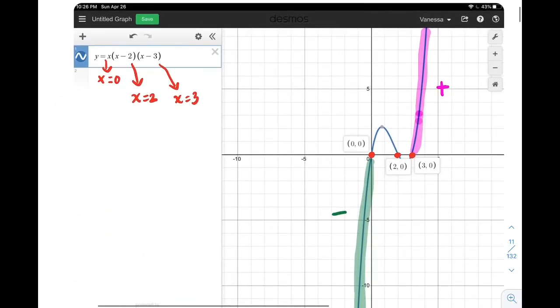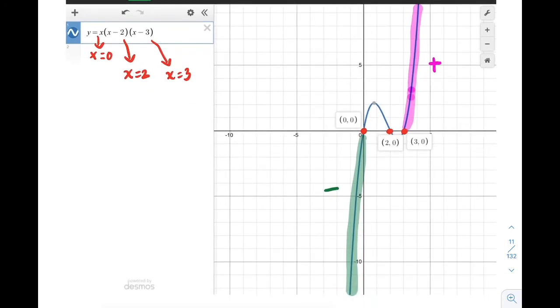Now we have three factors, so this is going to be a cubic function, and the end behavior for the left is going to be in the negative direction, and for the right, end behavior is going to be in the positive direction.